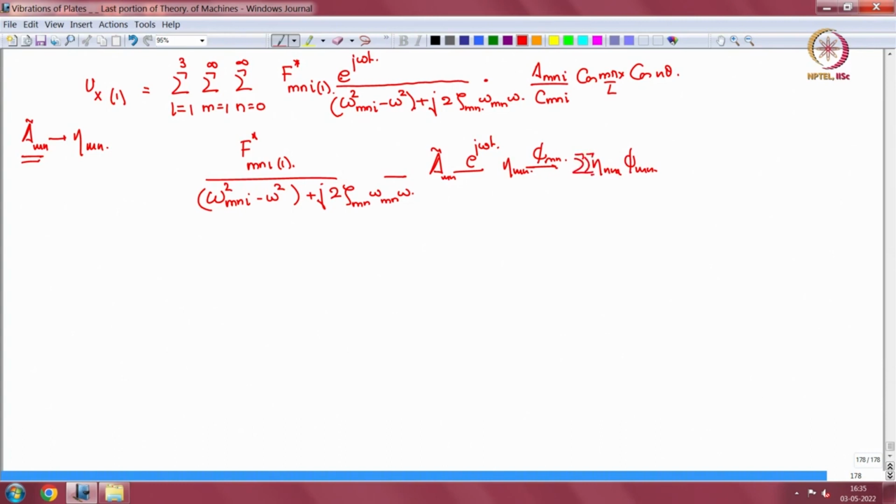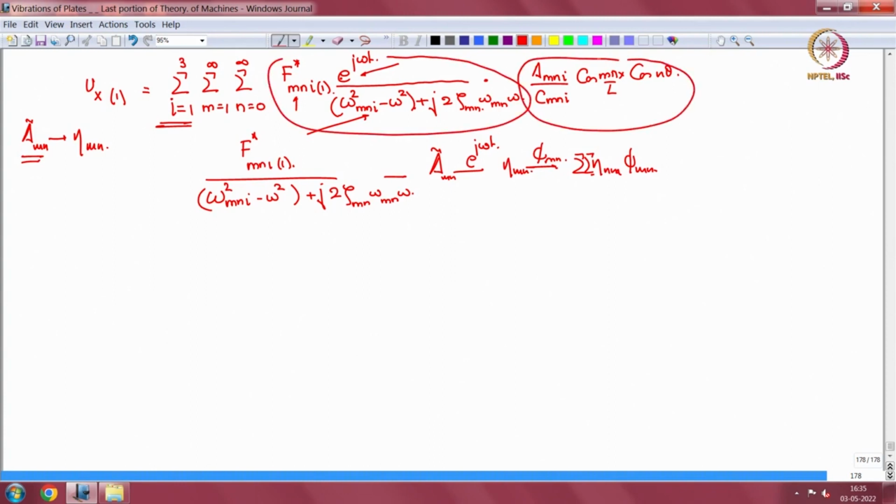Okay. Here I is extra because I could have 3 different sets in the 3 different directions. So this is f mn, this with this makes it gamma, with this makes it eta, eta multiplied by the mode shape and then summed up over i, m and n, that is ux.